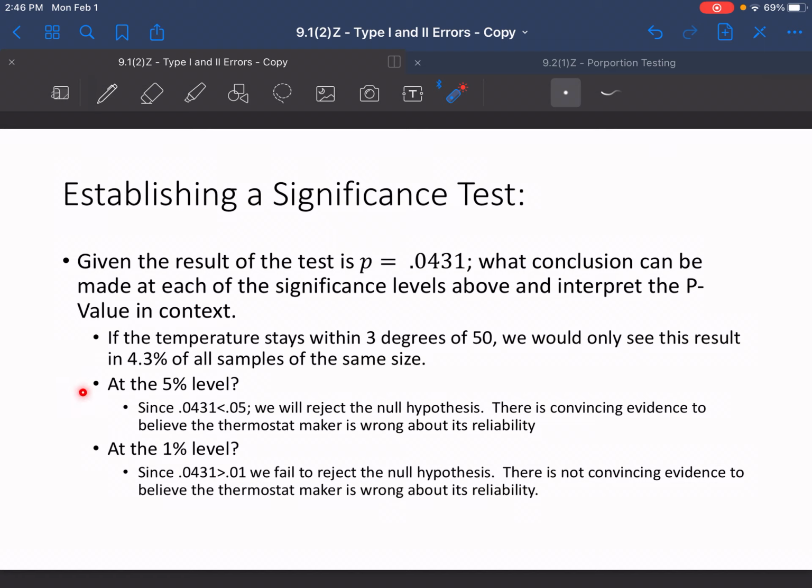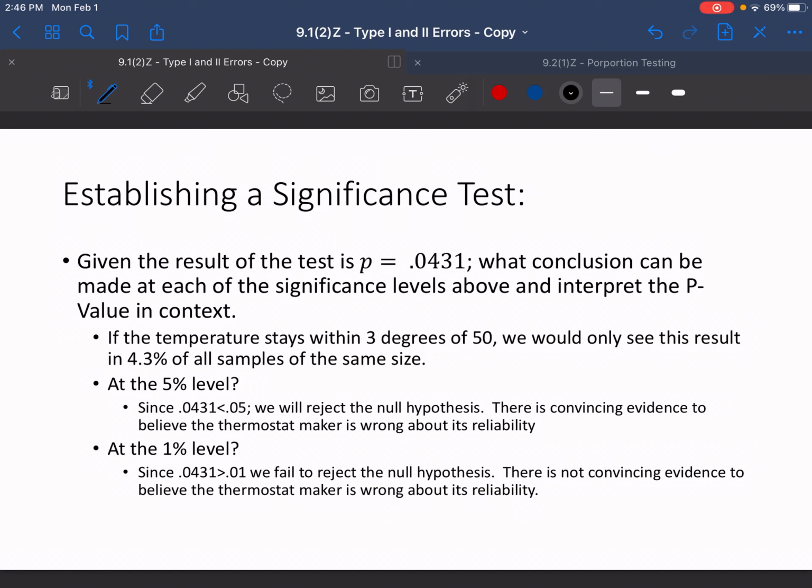So if we set our significance level at 5%, since our P value of 0.0431 is less than 0.05, we would reject the null hypothesis, meaning that there is convincing evidence to believe that the thermostat maker is wrong about its reliability. If we were going with the significance level at 1%, since our 0.0431 is greater than 0.01, we would fail to reject the null hypothesis, meaning that there is not convincing evidence to believe that the thermostat maker is wrong about its reliability.